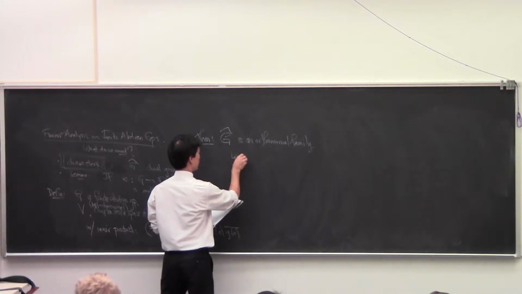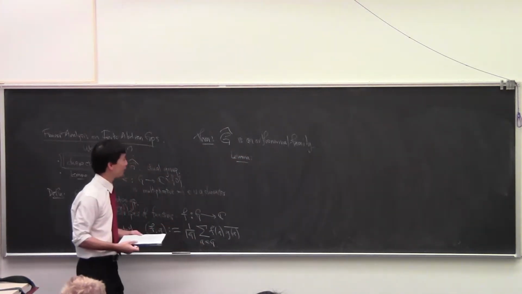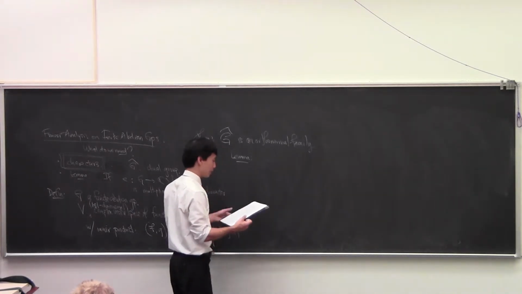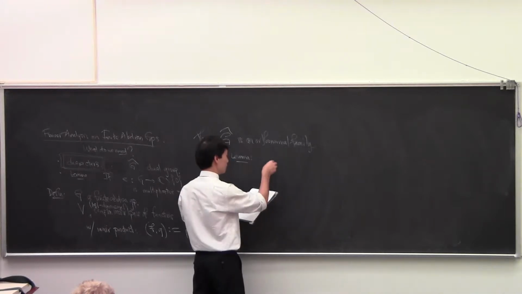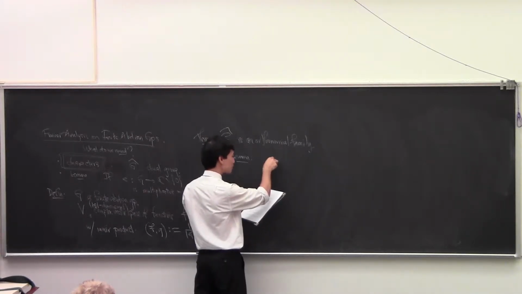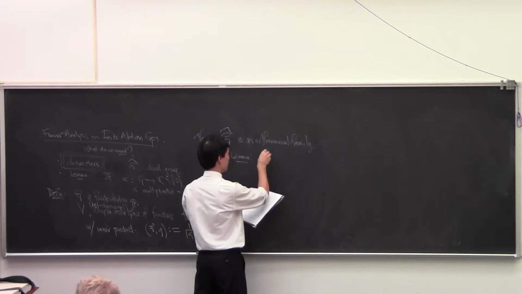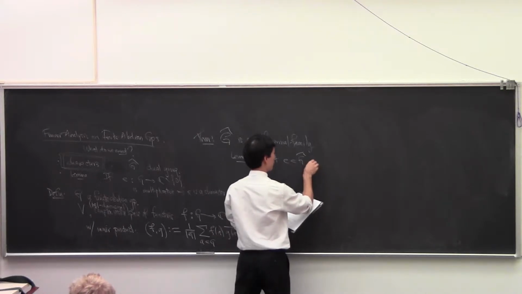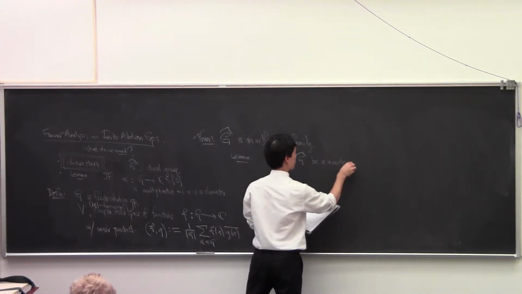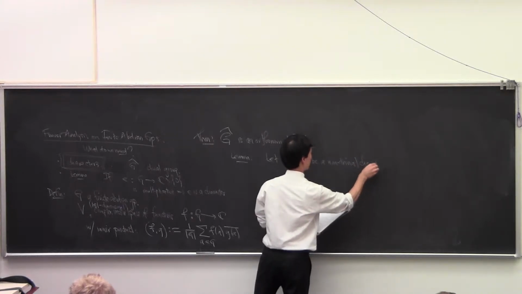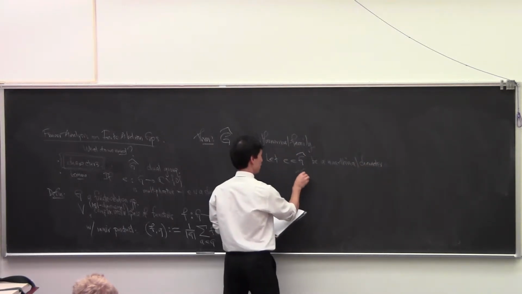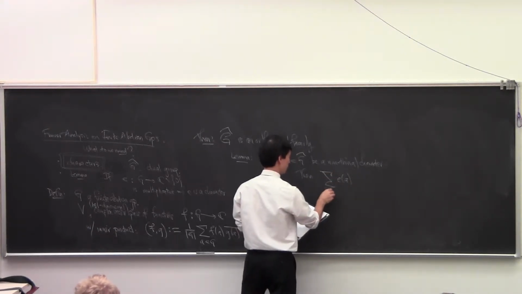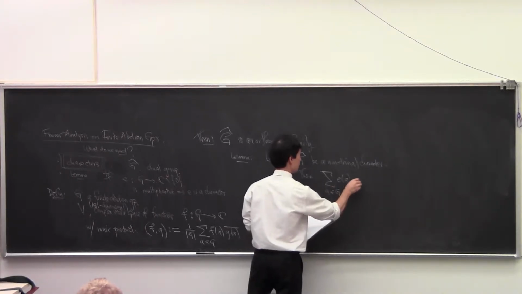And I mean, it's not so obvious, at least it's not so obvious to me how to get this. But here's how we do it. Okay. So here's the lemma. Let E be a non-trivial character. Then it turns out that the sum of the outputs is zero.